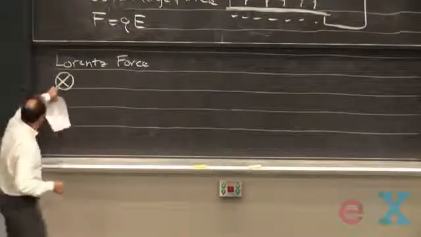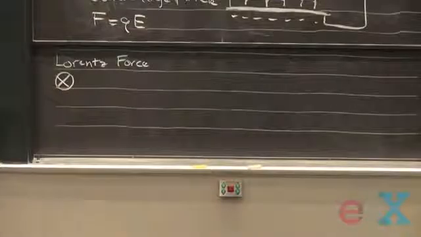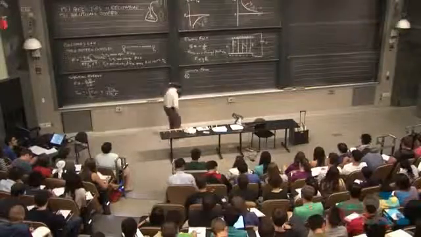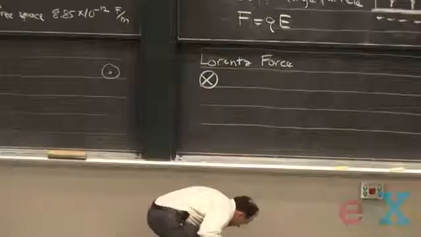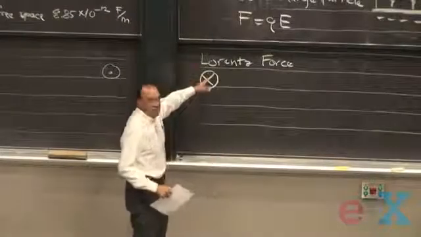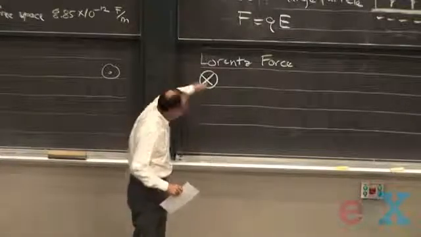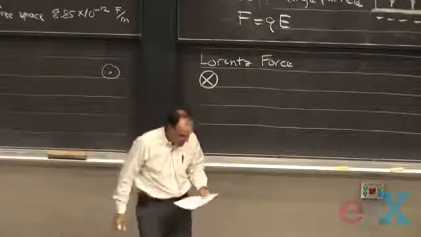That's what this symbol means. Sometimes you see it pointed out of the board. The arrow is pointed towards you. This cross is the sort of the quill end of the arrow, right? So the arrow is going into the board. That's the magnetic field.